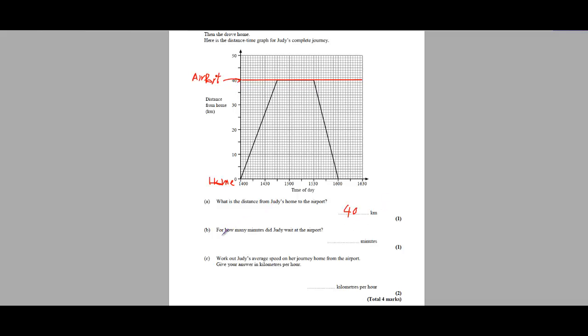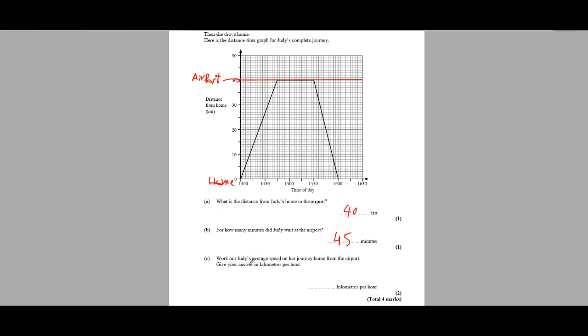For how many minutes did Jody wait at the airport? So she waited at this time, and we have just drawn this vertical line to identify time. So it is 14:45 till 15:30. So 15 minutes and 45 minutes. So she stayed at the airport 45 minutes.